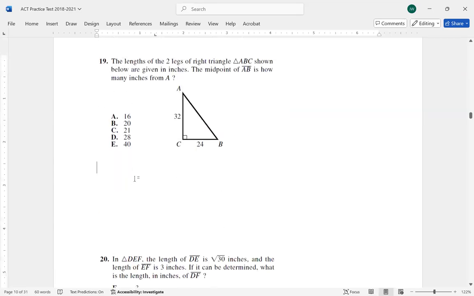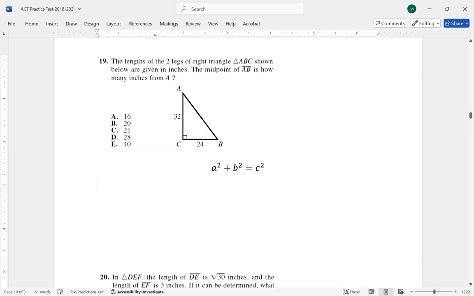Question 19. The lengths of the two legs of a right triangle ABC shown below are given in inches. The midpoint of AB is how many inches from A? Basically what we're going to do is find the length of AB. The way we do that is by using the Pythagorean theorem, which says a squared plus b squared is equal to c squared, on a right triangle. In all right triangles, a and b represent the lengths of the legs, and c represents the length of the hypotenuse.